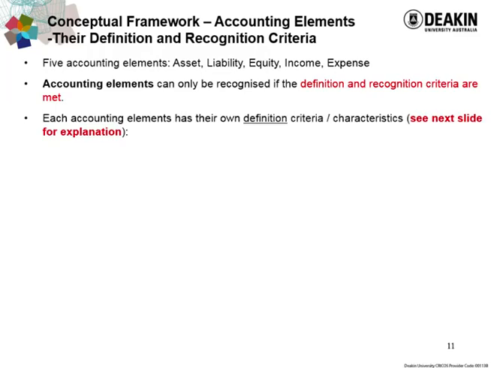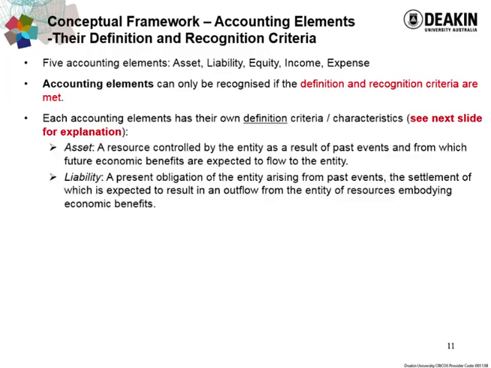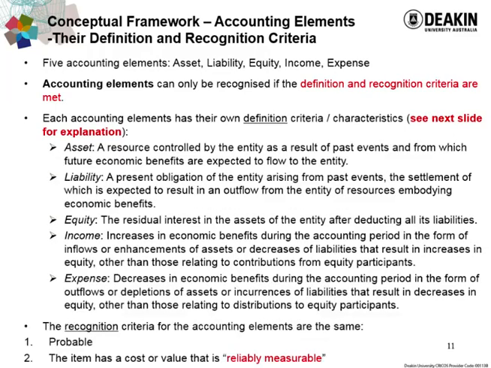Now, let's look at the definition and recognition criteria of accounting elements prescribed by the Conceptual Framework. The Conceptual Framework defines 5 accounting elements, namely asset, liability, equity, income, and expense. We can only record these elements when both definition and recognition criteria are met. And it is important that you learn the definition and recognition criteria of these elements by heart. Alright? And we will discuss this definition and recognition criteria in the next slide.